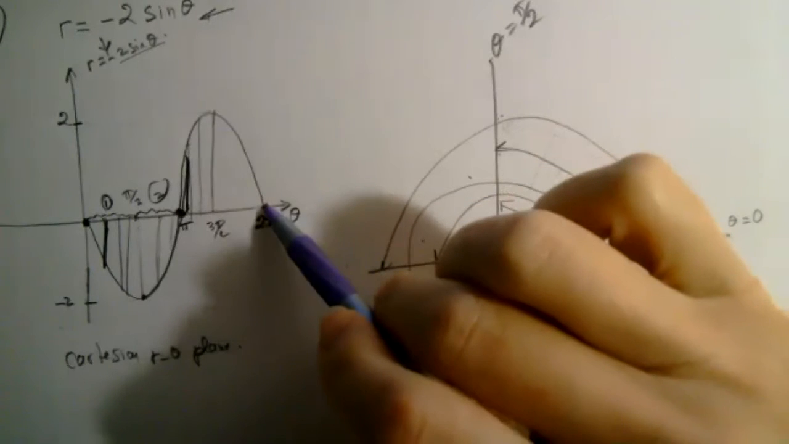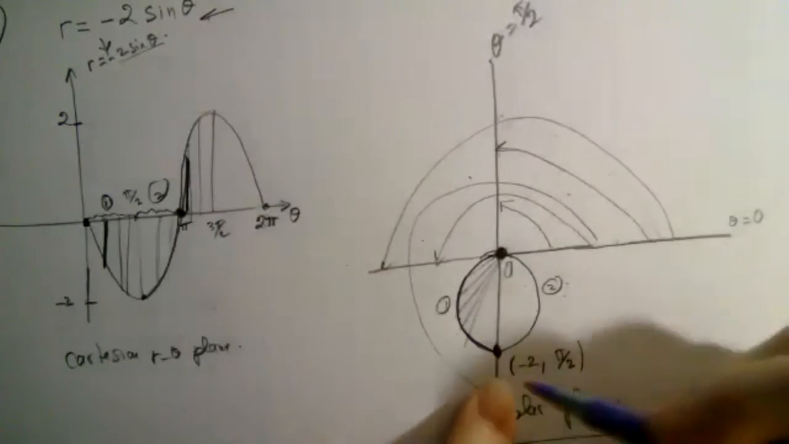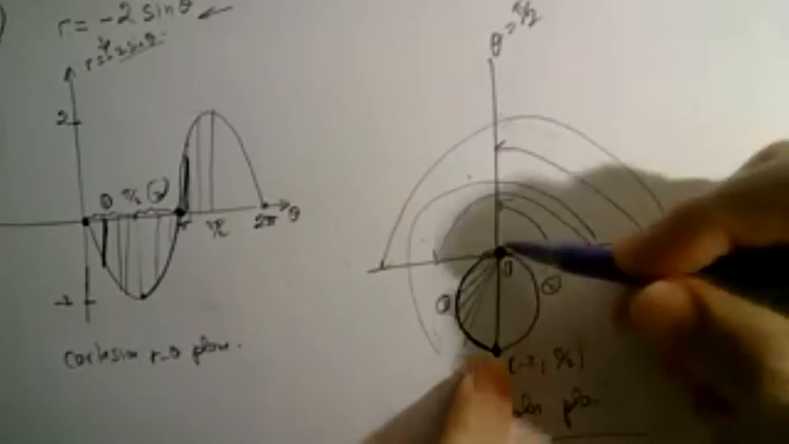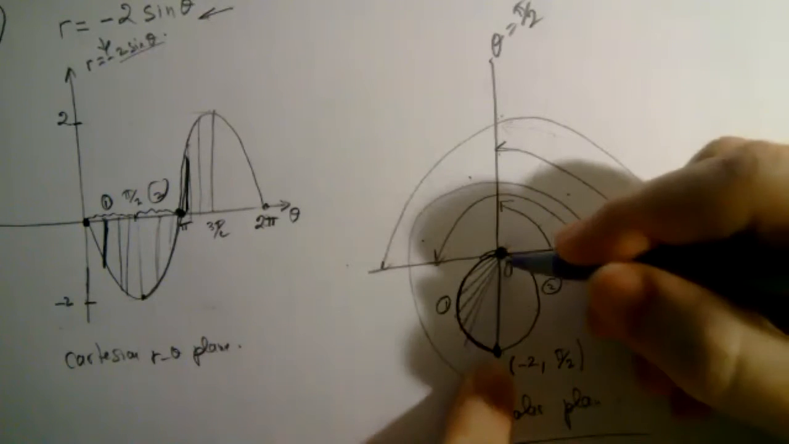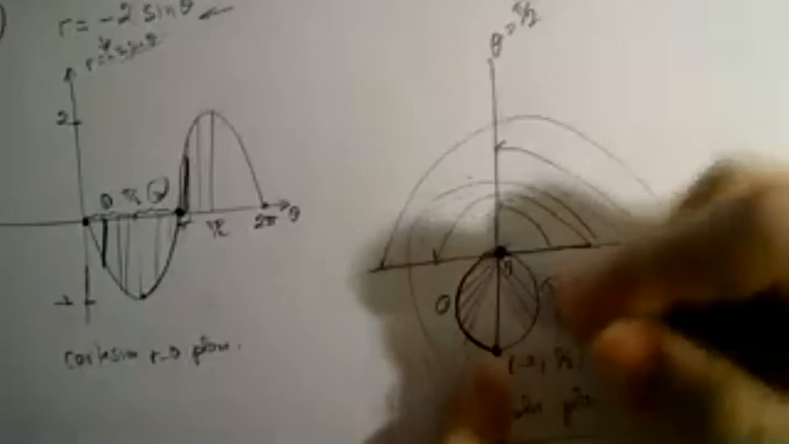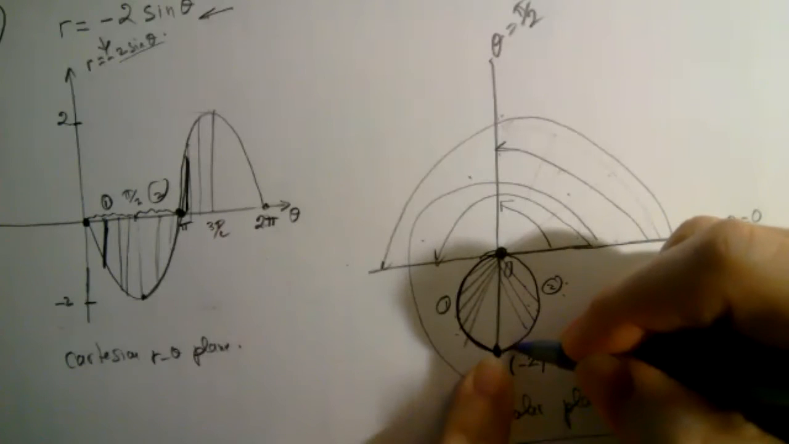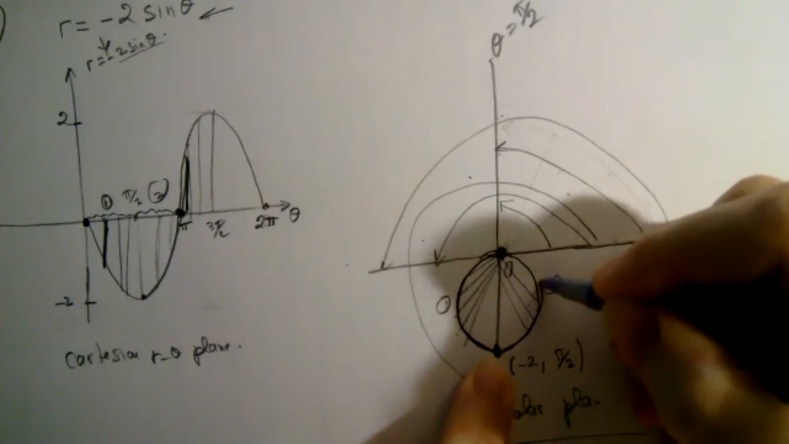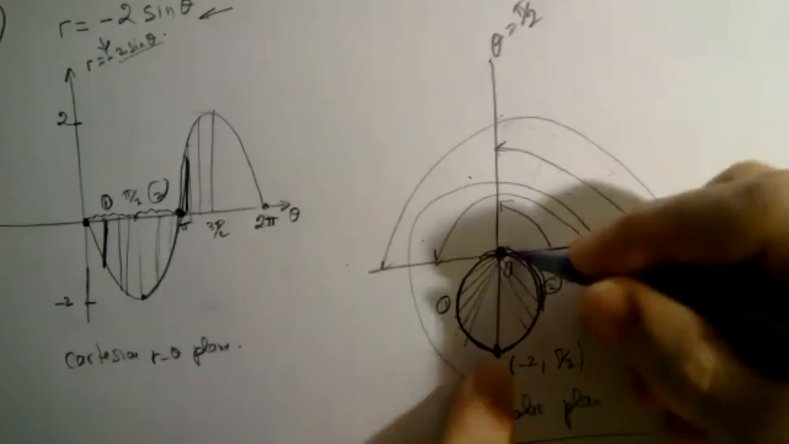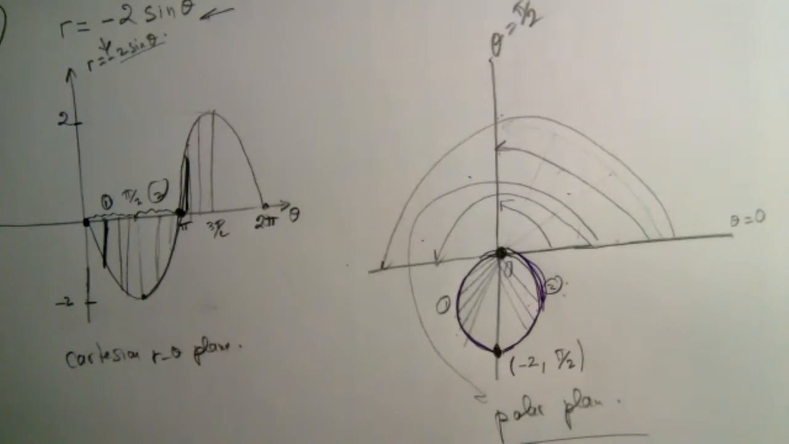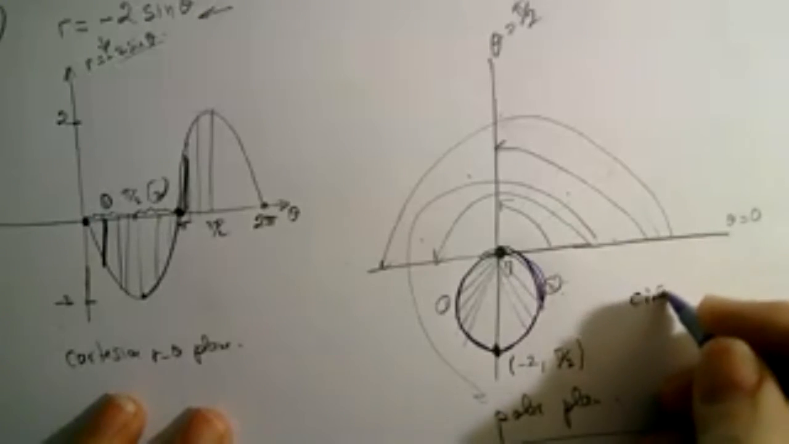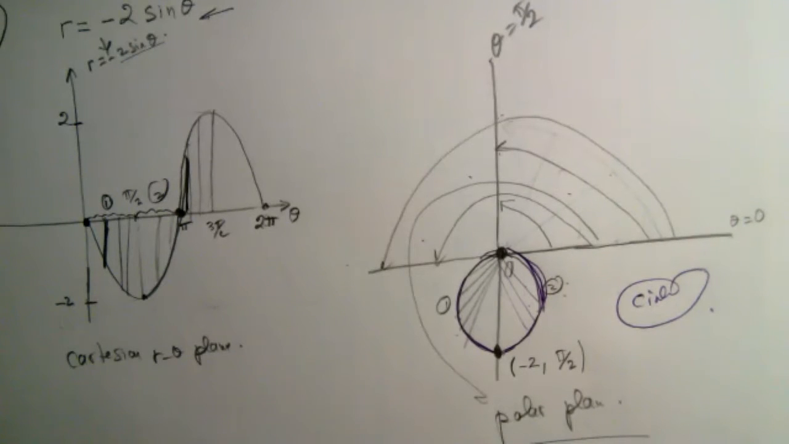Between 3 pi over 2 and 2 pi, at 3 pi over 2, I'm here. At 2 pi, I am here. And in between, my r seems to be decreasing, decreasing, right there. So this is the graph. It's actually an honest to goodness circle. We can show that it's a real circle.